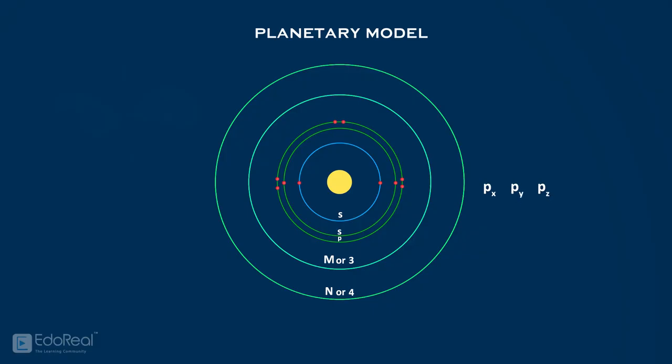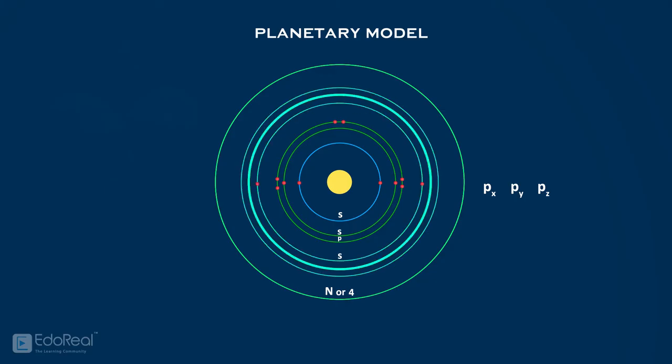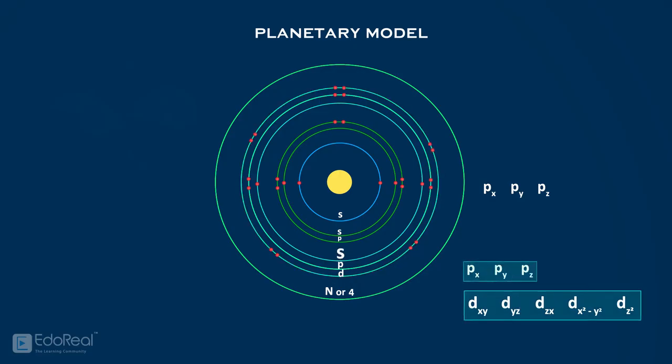Here, 4 orbitals contain 8 electrons, a pair for each orbital. The m orbit, or third energy level, represents s orbital, p subshell, and d subshell, where p subshell represents px, py, pz orbitals, and d subshell represents dxy, dyz, dzx, dx square minus y square, dz square orbitals. Here, 9 orbitals contain 18 electrons. In this video, we discussed atomic orbitals.